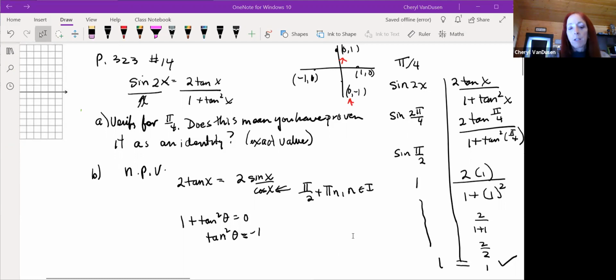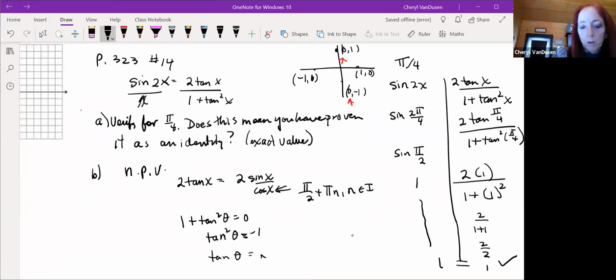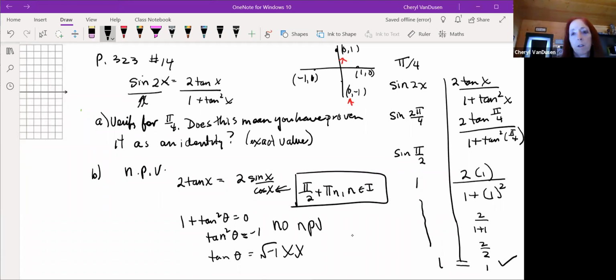Absolutely excellent. If I asked you then to square root both sides of this equation to get rid of the square, we can't square root -1. So there's no non-permissible values here. This is the only set of non-permissible values. Whew. I hate non-permissible values, but that wasn't so bad.